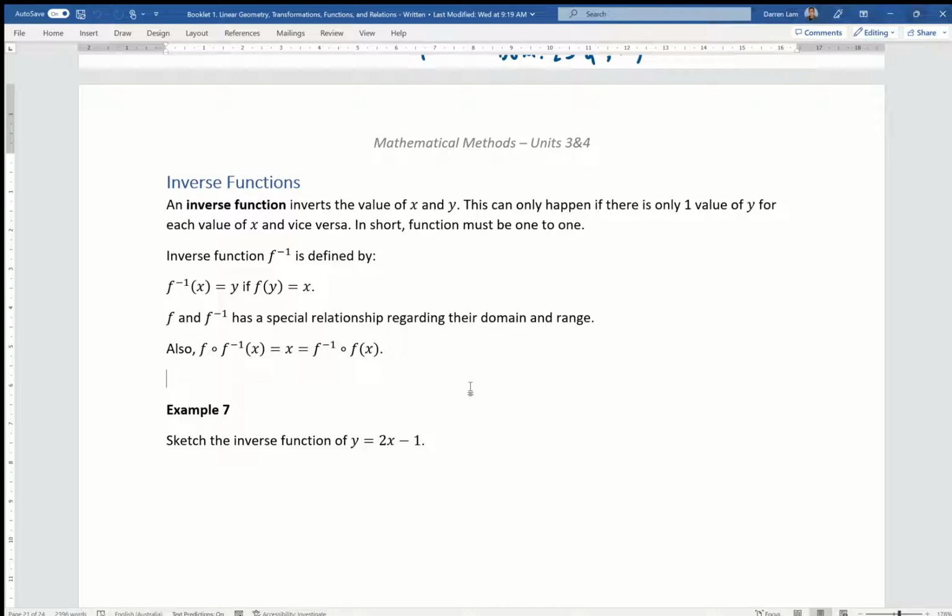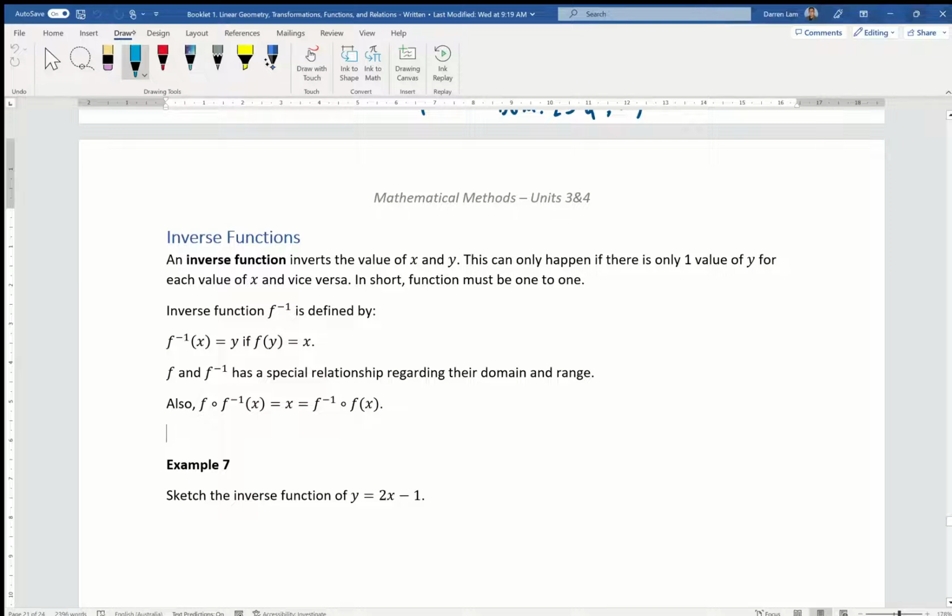This can only happen if there is only one value of y for each value of x and vice versa. In short, a function must be one-to-one. I'm going to give you a very basic example that we're all pretty familiar with. If I said, my function looks like this.